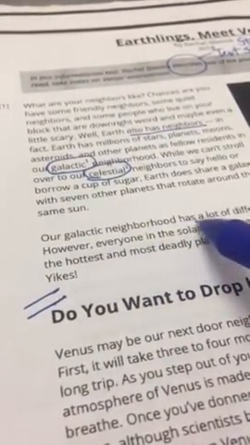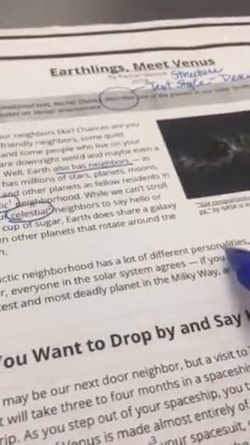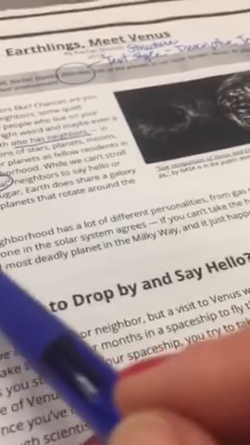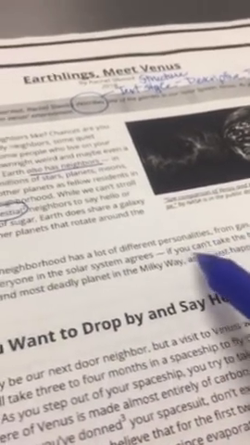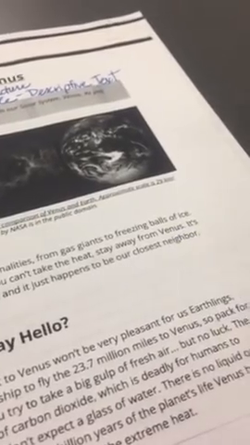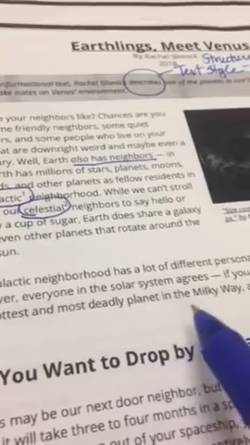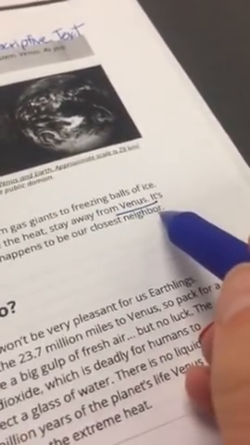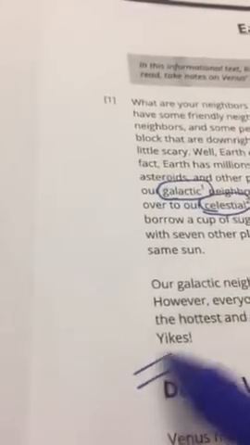Our galactic neighborhood has a lot of different personalities, from gas giants to freezing balls of ice. However, everyone in the solar system agrees, if you can't take the heat, stay away from Venus. It's the hottest and most deadly planet in the Milky Way, and it just happens to be our closest neighbor. And then they've thrown in yikes.